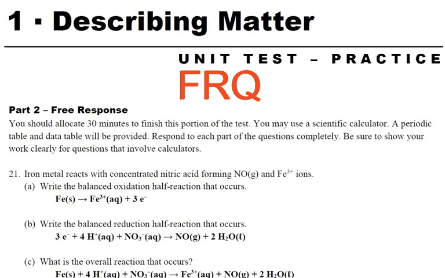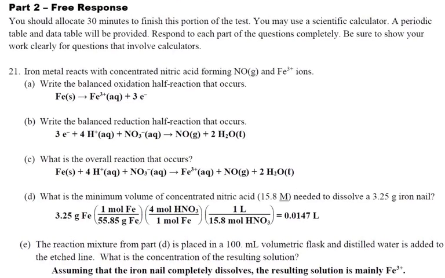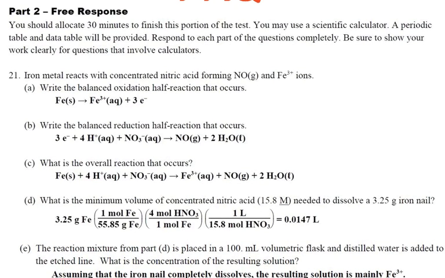Okay, I'm going to go through the FRQs as part of the Unit 1 practice test. So the first part over here, we're saying iron metal reacts with concentrated nitric acid to form NO and Fe3+. Now this is very much like the lab that we did where we had copper reacting with nitric acid, or like the demo we did where nitric acid acts on copper. So the first thing is write the balanced oxidation half reaction.